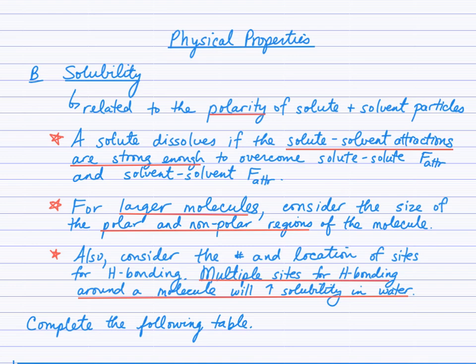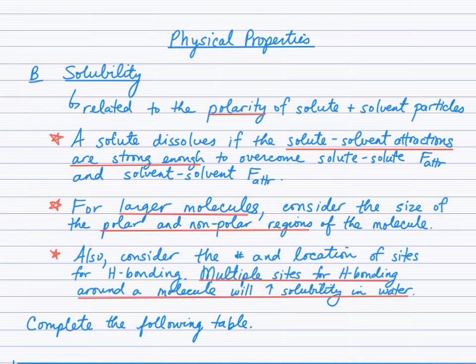Secondly, for larger molecules, you may not be able to classify a molecule as being polar or nonpolar because of the size of the molecule. There may just be a nonpolar region of the molecule and a polar region of the molecule. And so you consider the size of these polar and nonpolar regions. If there's a greater nonpolar region, then it's expected to be less soluble in water, more soluble in oil. If there's a greater polar region, then it's expected to be more soluble in water, less soluble in oil.